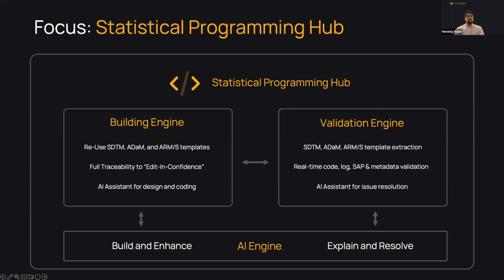So the focus will first be on the Statistical Programming Hub, and this is really important. Of course, we have this overall vision, but you have to start somewhere and you have to focus on something. And we focus on this because we think here we can create the most value the fastest. The Statistical Programming Hub really has 3 components. One is the validation engine, and this is what the demo is about. It's a first very small piece of the full validation engine as it will be in the end.